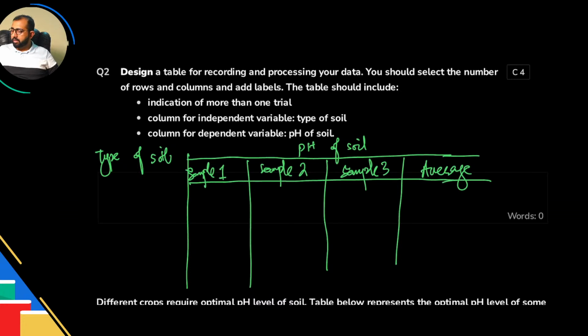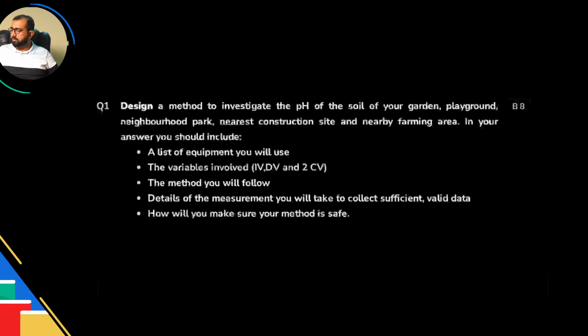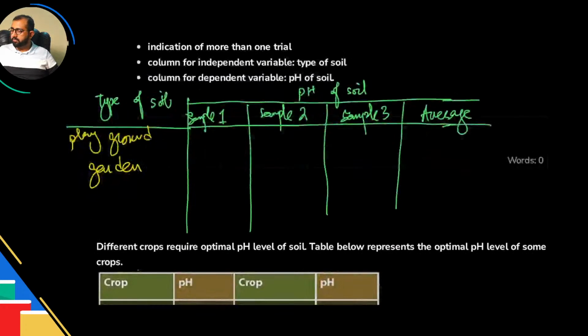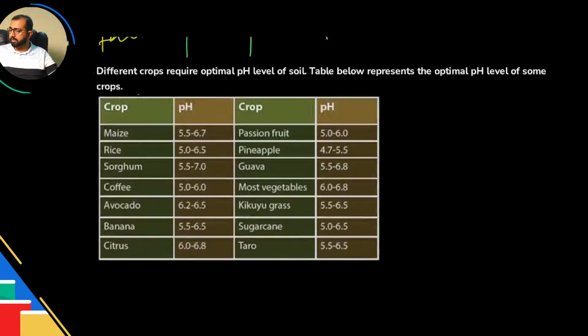And for this one I'm going to list ground, playground, garden, what else was it, park, nearby construction site, and nearby farming area. So construction site, farming area, and all that. You just make a list. The space is given in your e-assessment.